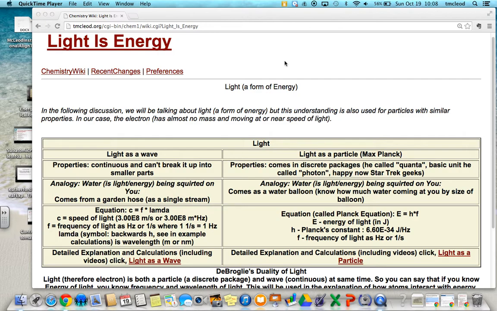With his equation, what he said was that the energy of the light, or in this case, the energy of the electron, is equal to a constant times its frequency. So instead of looking at the volume of the balloon, you would look at the frequency of light. The energy unit is joules. H is called Planck's constant. It's 6.6 times 10 to the minus 34th joules per hertz. And the frequency, as we said before, is in hertz or 1 over seconds.